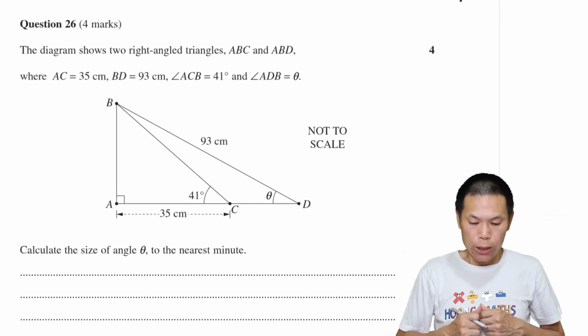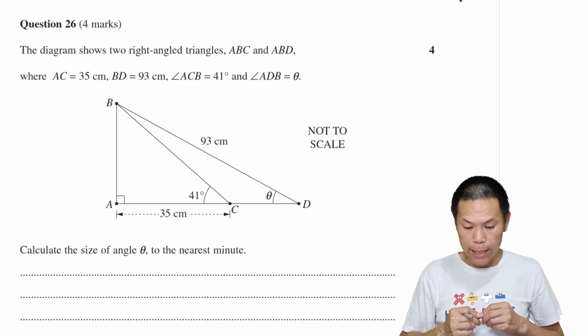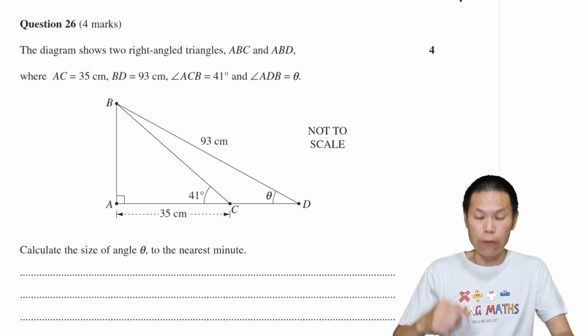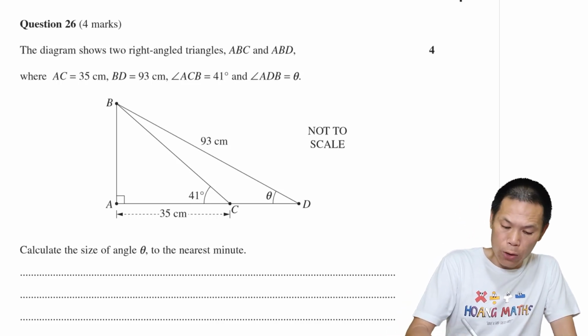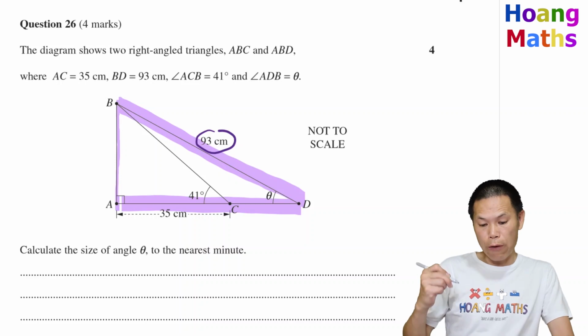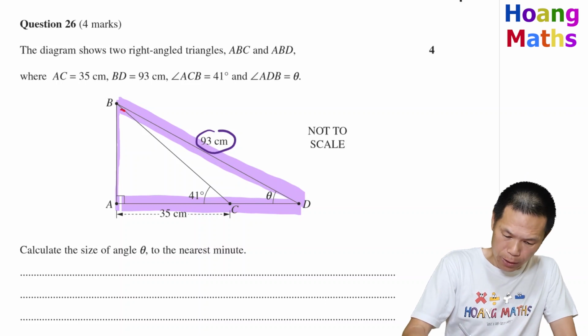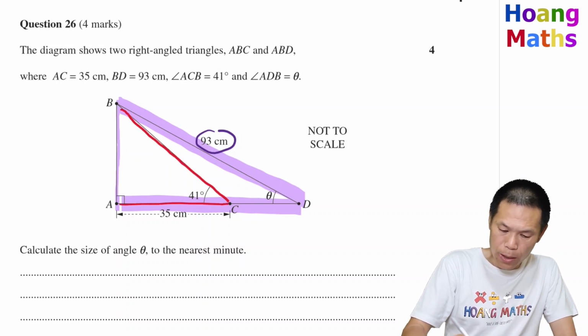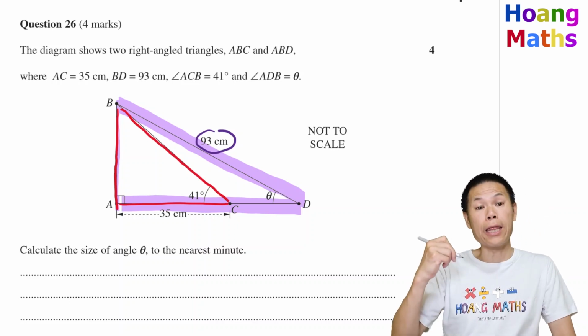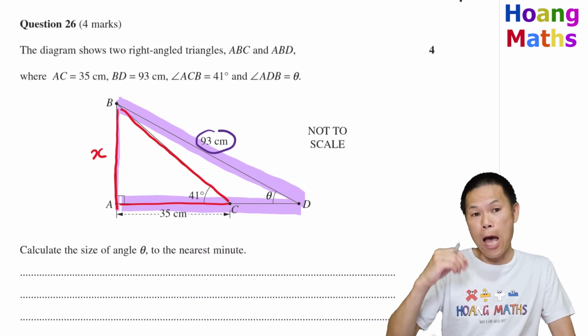Question 26. So we need to find the angle theta. The question is asking us to round to the nearest minute. So first of all, for finding the angle theta, we need to focus on the triangle here. But then we only have 93 centimeters, so we need one more length. To work this out, if you focus on the smaller triangle, this means that we can find the length of AB. This is x here if you wish. Then we can find the angle theta after that.